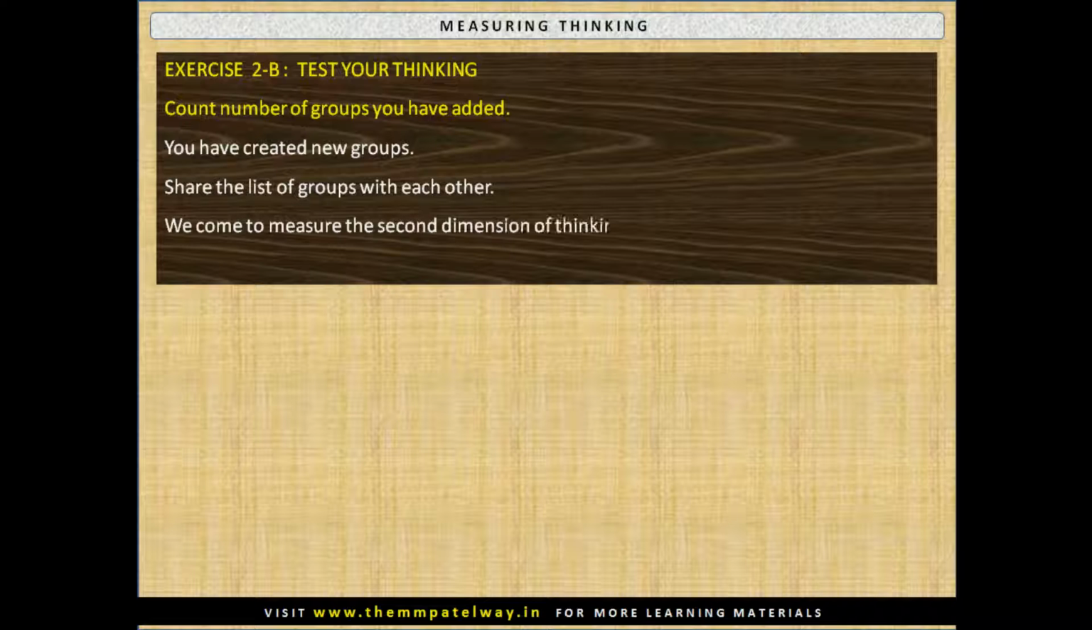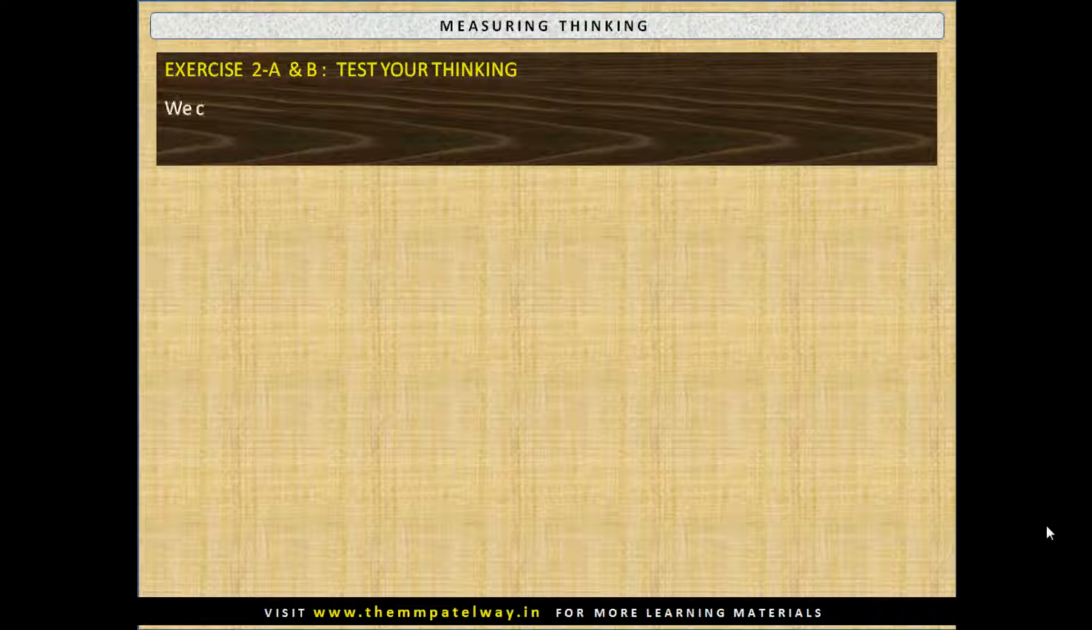We come to measure the second dimension of thinking, that is your thinking variety, direction or flexibility. Now, the higher the number of groups, the better is your thinking flexibility. It is obvious. We have used two exercises to test your thinking variety. We have made an attempt to measure the second dimension of thinking, that is thinking variety or thinking flexibility.